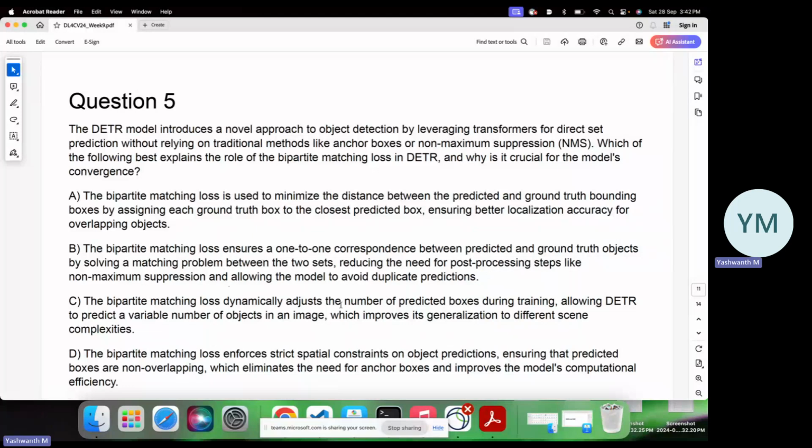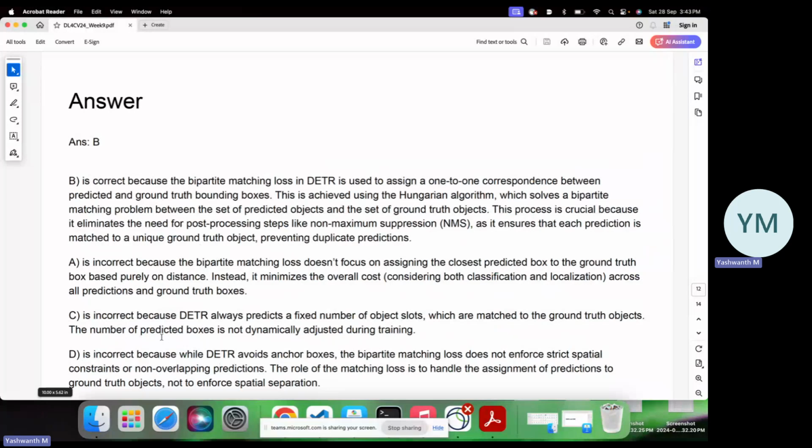C: The bipartite matching loss dynamically adjusts the number of predicted boxes during training, allowing the Detection Transformer to predict a variable number of objects in the image, which improves generalization to different complexities. D: Bipartite matching loss enforces strict spatial constraints on object predictions, ensuring that predicted boxes are non-overlapping, which eliminates the need for anchor boxes and improves the model's computational efficiency.